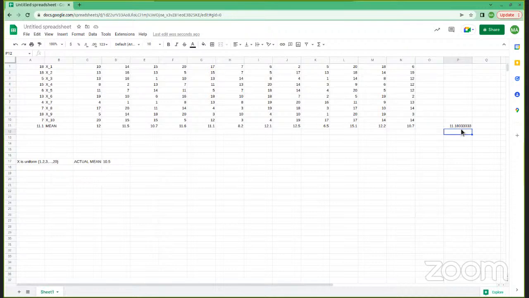Okay, so the expected value of this sample mean will be the same as the actual mean itself, and the variance of this sample mean will be sigma square by n. Why is the variance of this sample mean sigma square by n? Why divided by n?